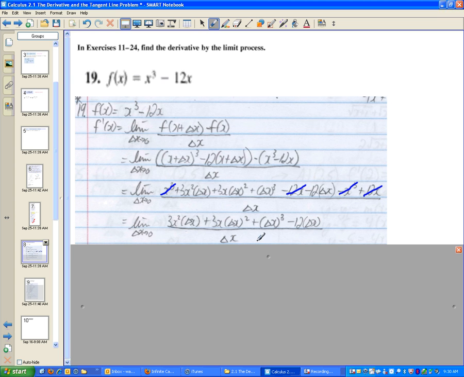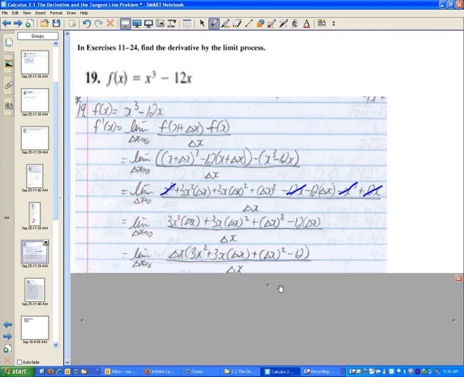And now, we've still got that delta x in the bottom, so we need to factor out a delta x from the numerator. So we have the limit as delta x approaches 0 of, and then factor a delta x from all 4 of those terms. So when we divide out a delta x from that first term, we're left with 3x squared. When we divide out a delta x from the second term, we're left with 3x delta x. When we divide out a delta x from the third term, we're left with delta x squared, and divide a delta x out of the last term, and we're left with negative 12.